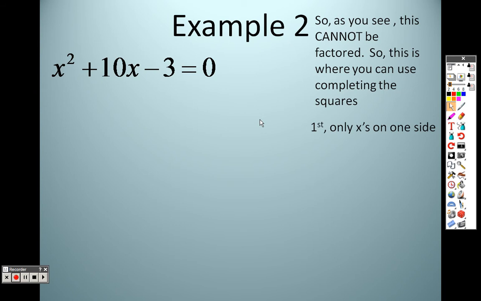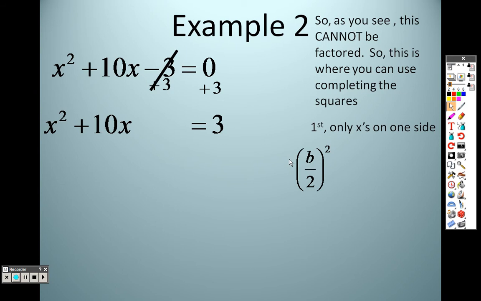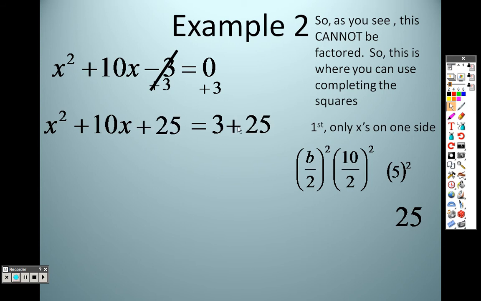So first we have to get all the x's onto one side. So I'm going to add 3 to both sides to get those gone. And now I leave a little opening there. So according to the formula, it's b over 2 squared. So b is 10, so that's like saying 10 over 2 squared. Well, 10 divided by 2 is 5. So it's 5 squared, which is 25. That 25 I need to add to this side and this side. So I put a 25 over here and a 25 over there.